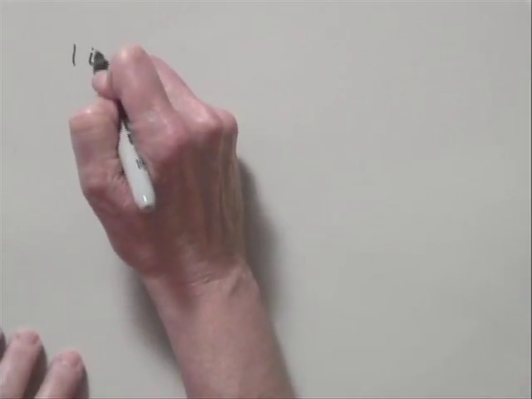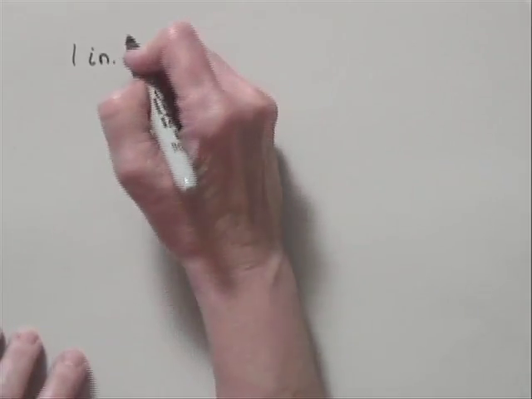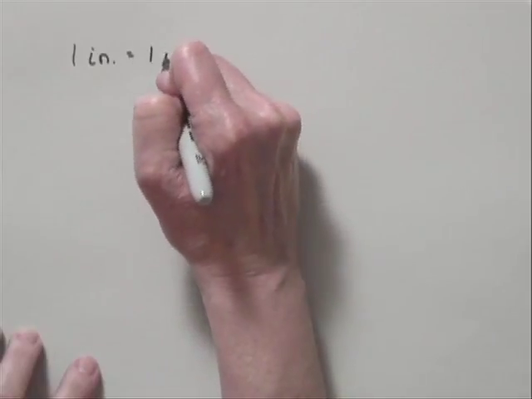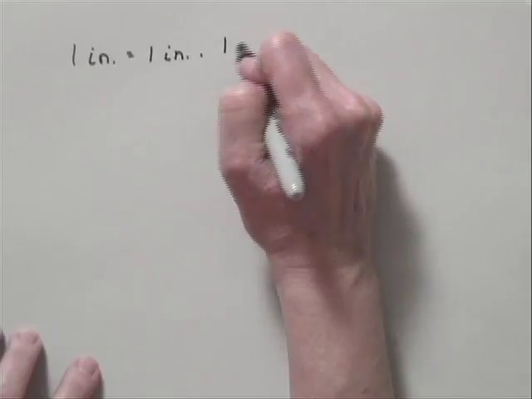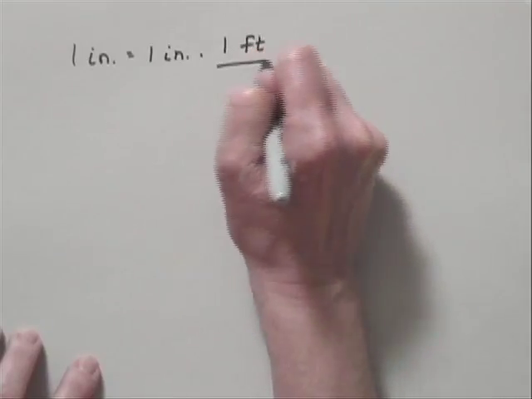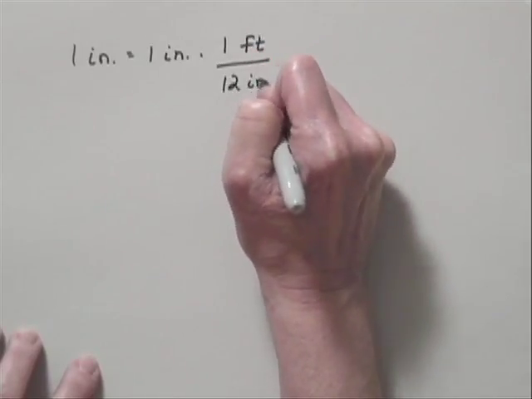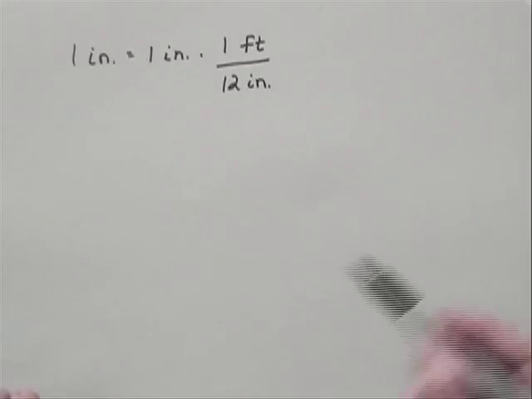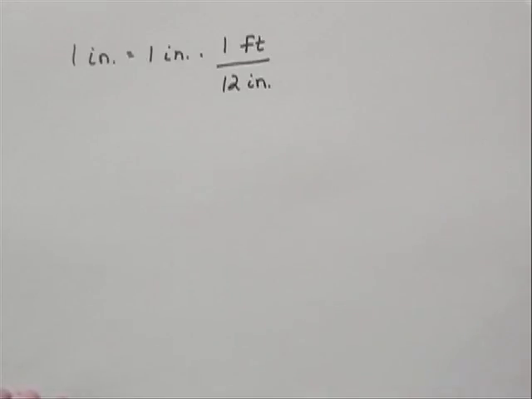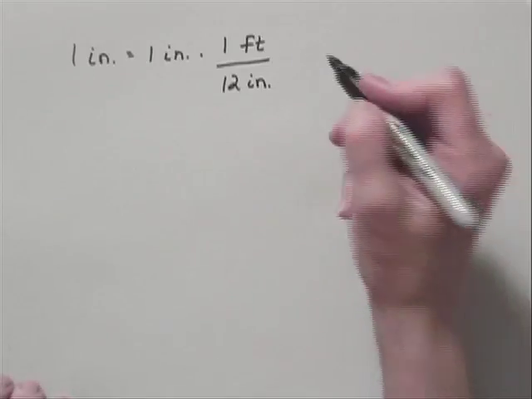And we can do that this way. 1 inch is equal to 1 inch times 1 foot over 12 inches. 1 foot over 12 inches is a form of 1. 1 foot and 12 inches represent the same measure, so we can write it this way.